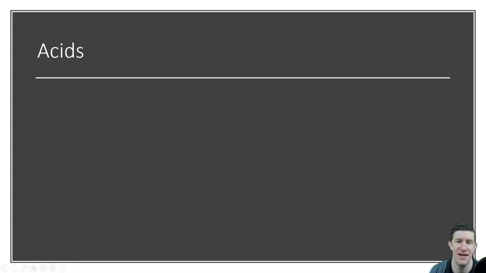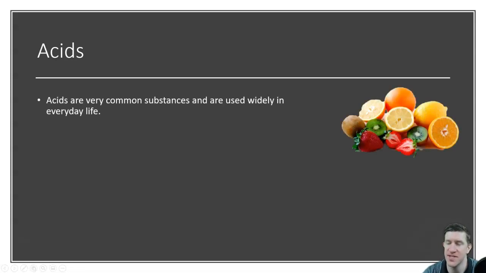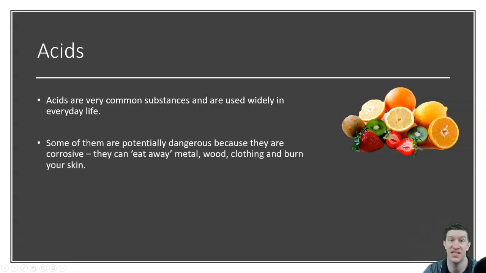Alright, so acids. Common substances used in a wide variety of things in everyday life. Some of them are potentially dangerous, so even as we talked about last lesson in the indicators and pH, the stomach acid that your body contains itself is so acidic that it's actually very dangerous if it's not in your stomach. So it can eat away metal, wood, clothing, and it can burn your skin on contact. So we have to be really careful with these things.